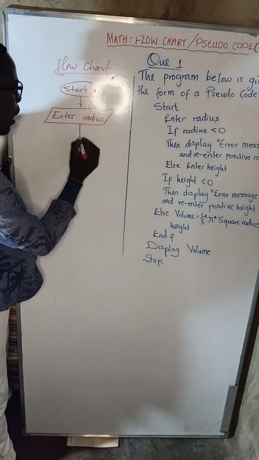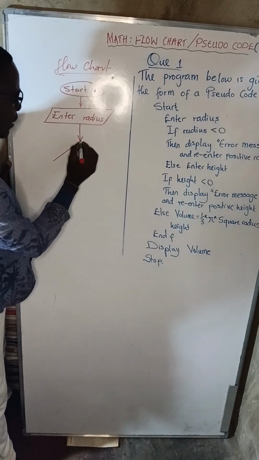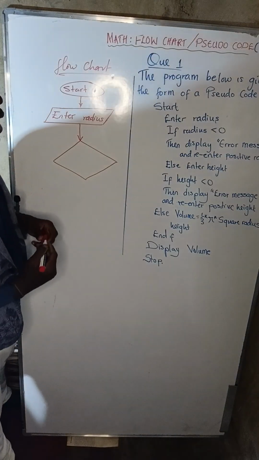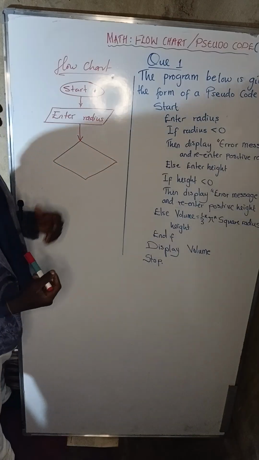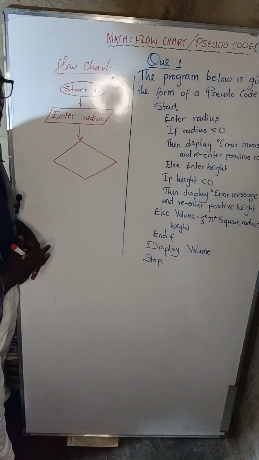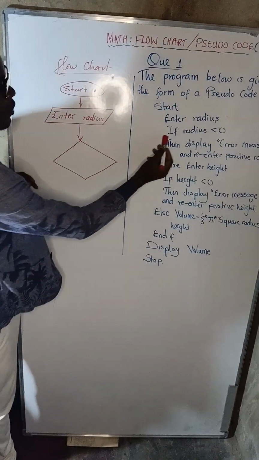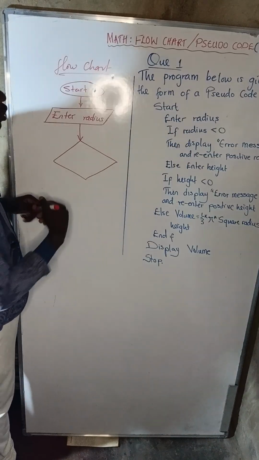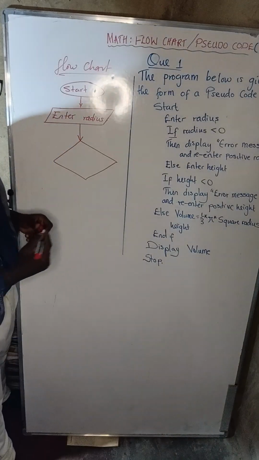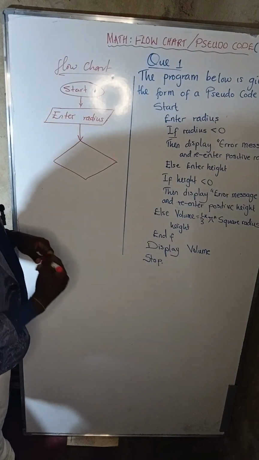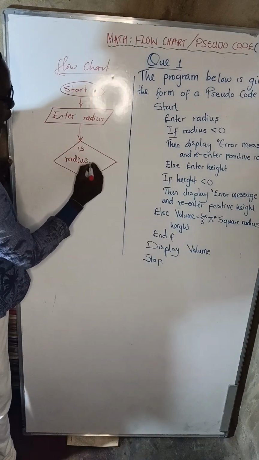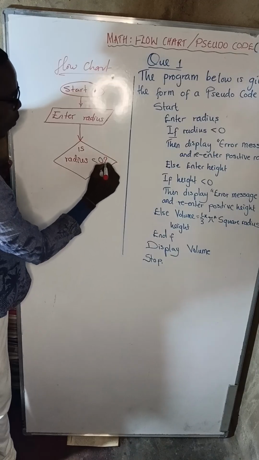The decision box is drawn like this. For this diagrammatic shape, you must use a pencil as you are drawing, because if you use a pen in an exam, you are not given the actual marks. Here we change if to is. Then it becomes a question, so add a question mark. If you forget the question mark, you are also marked wrong. So we have: is radius less than 0 question mark?